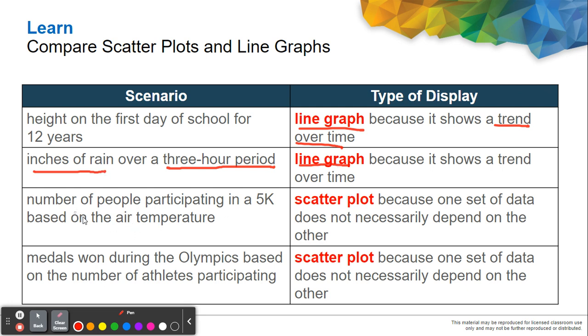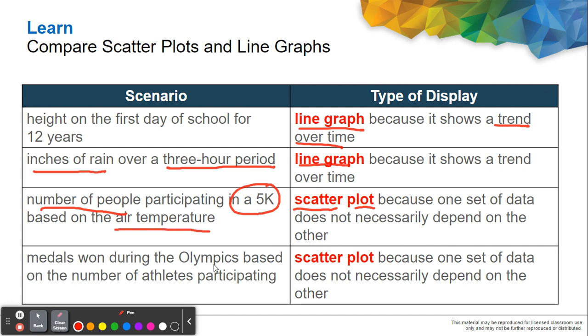However, for the next one, the number of people participating in a 5K race and the air temperature, we only use a scatter plot because one set of data does not necessarily depend on the other. It doesn't mean that if it's too hot, fewer people will come, or more people will come when it's not too hot. The air temperature doesn't necessarily affect the number of people, because that is about motivation, their interest in participating in this 5K run. So it's only a scatter plot.